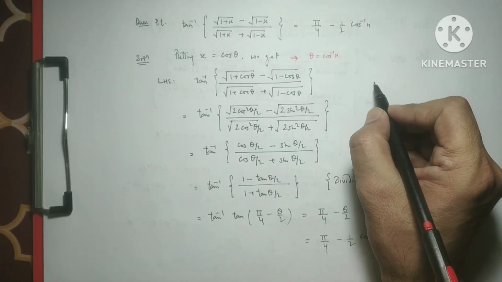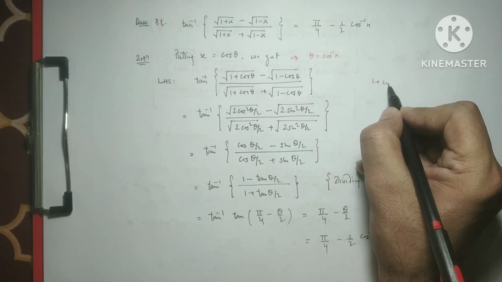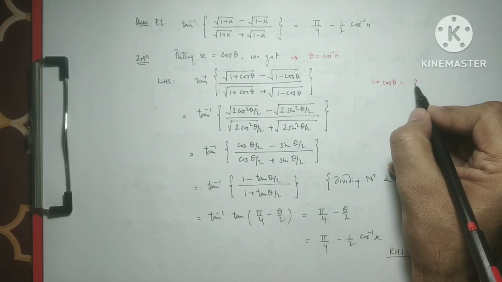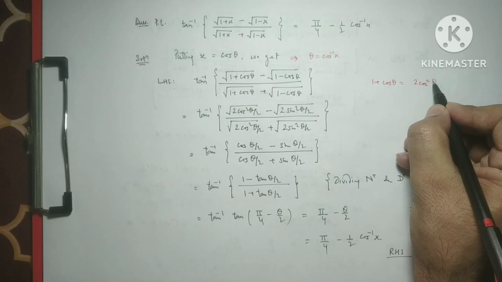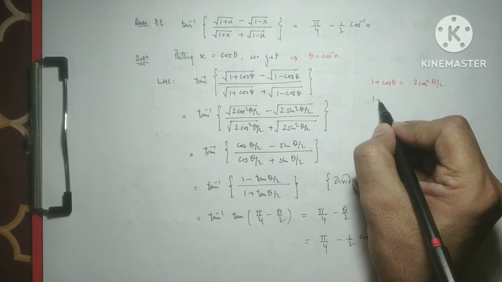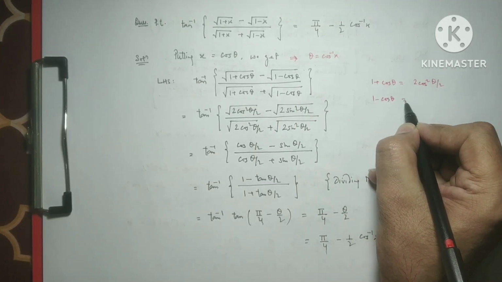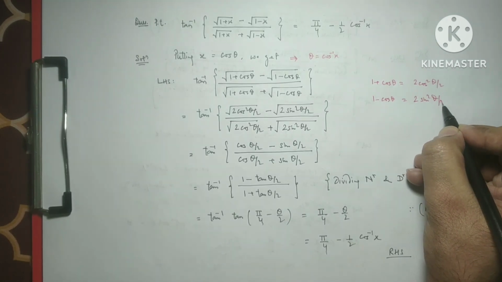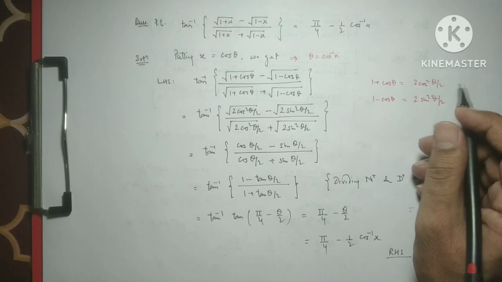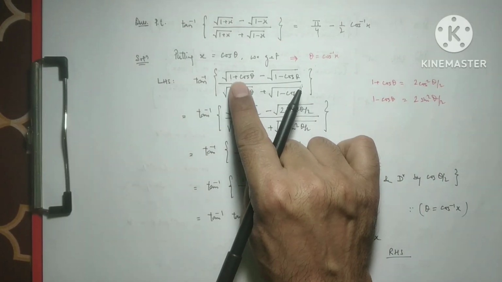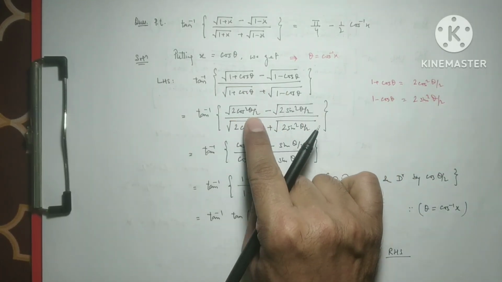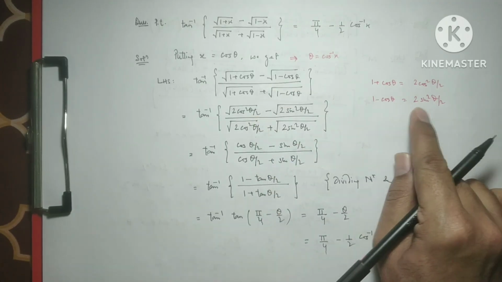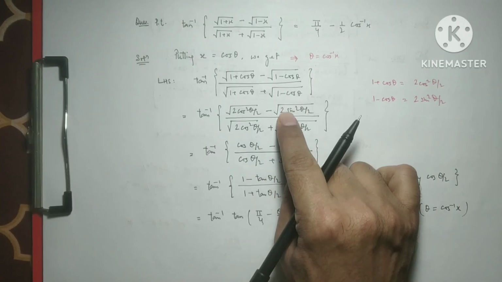Just like we have 1 plus cos theta, in half angle its value is 2 cos square theta by 2. And if we have 1 minus cos theta, we put the value 2 sin square theta by 2. So using these trigonometric formulae, we will simplify this. In place of 1 plus cos theta, we put 2 cos square theta by 2, and in place of 1 minus cos theta, we put 2 sin square theta by 2.